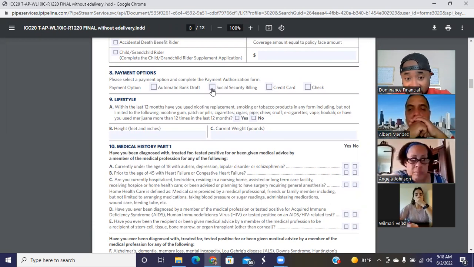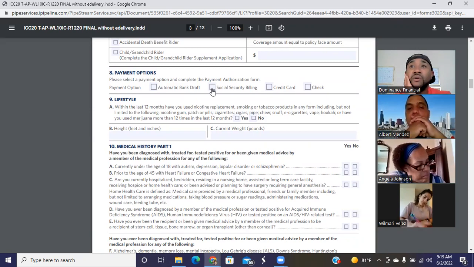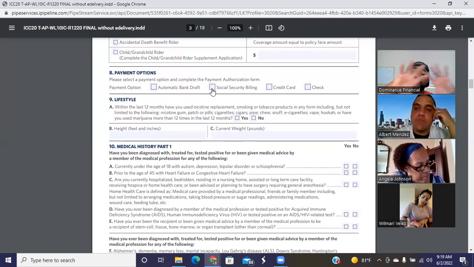Why is that a good feature? Let's say they get paid every third of the month, but the third comes on a Saturday and it doesn't hit their account till Monday, but they already have other bills going out or different things happening. What this will do is trigger the moment Social Security hits on a Saturday, so if it's the third, their premium goes out on that Saturday. It's one of the first things that gets done.